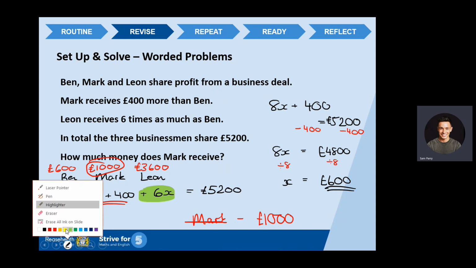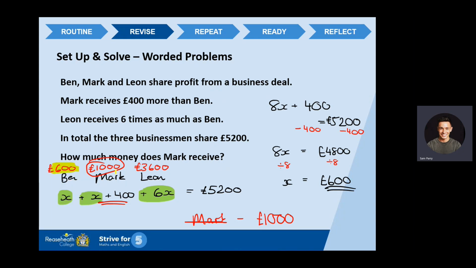Okay, so let me just highlight these. Add 600 to 1000 to 3600. And if you know you've got that, well, you know you've hit the jackpot because you've not only calculated the answer, you've done a check and it all makes sense mathematically.